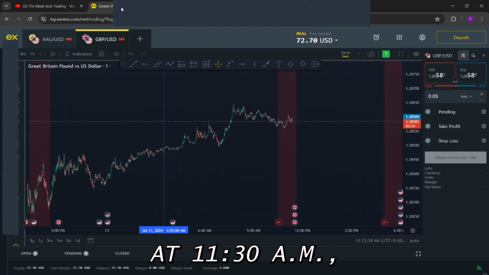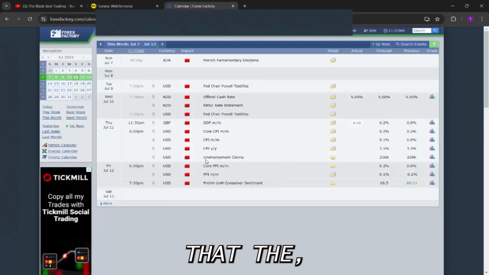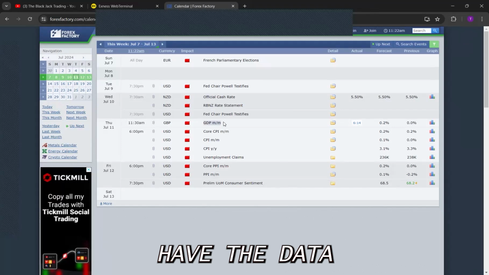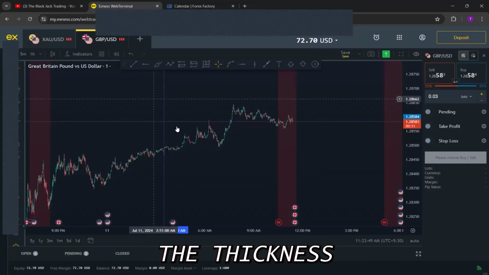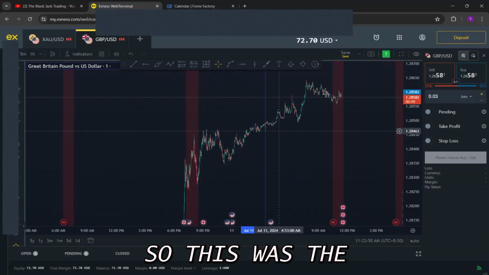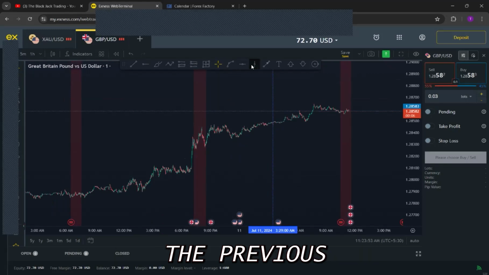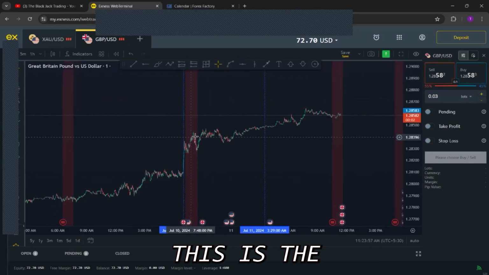And exactly at 11:30 a.m., you can see that the news is going to be released. It is very important because we don't have the data for the London session. We have to understand the thickness of the previous two sessions. So this was the Asian session, and from 7 p.m. onwards, this is the New York session.